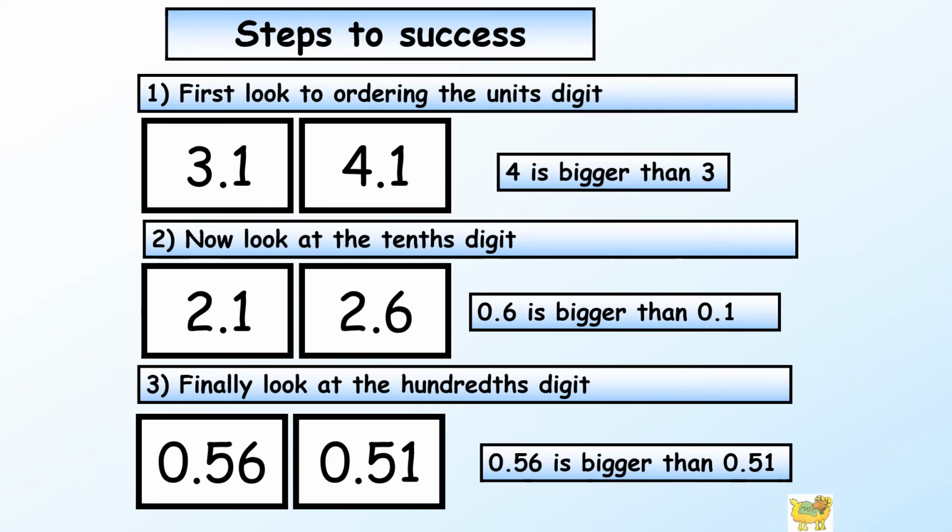And the last one, 0.56 and 0.51. The whole number in both is 0. The first decimal place, which is tenth, is 5. The hundredth here is 6 and 1. 6 is greater than 1. Finally, 0.56 is greater than 0.51.